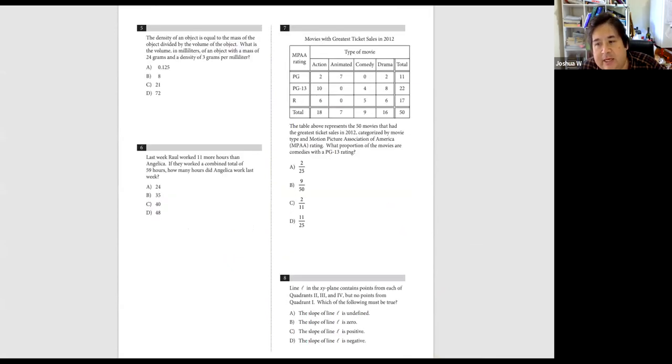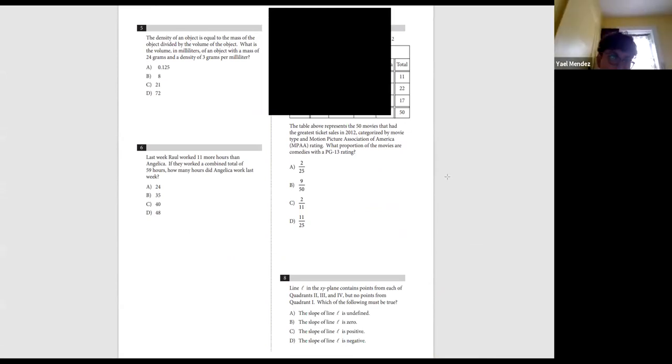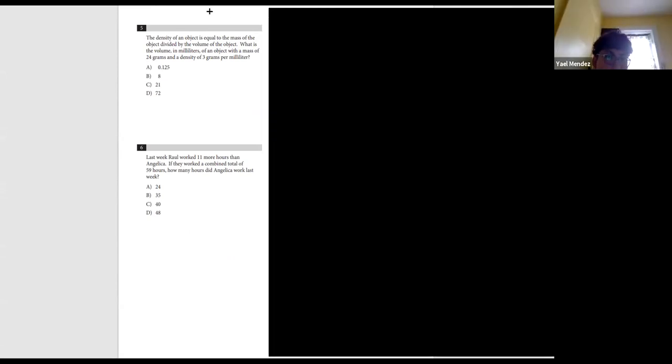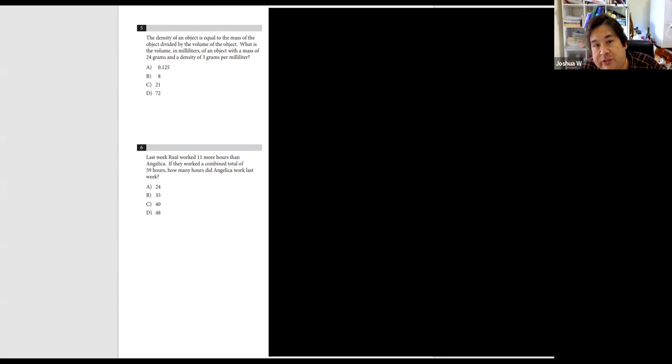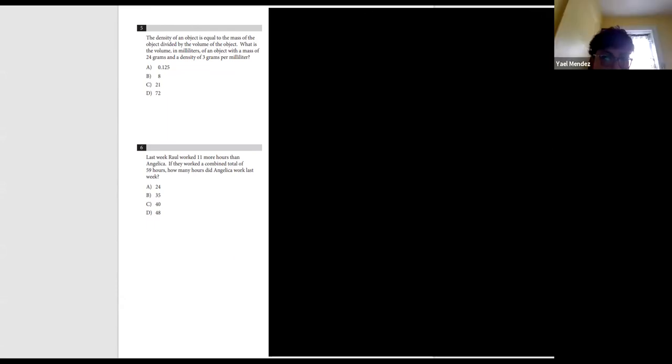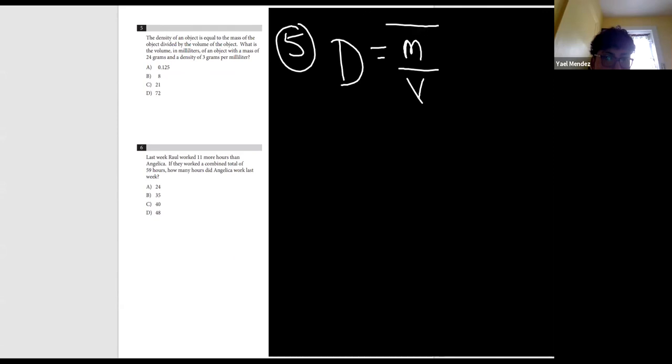New student, Yale Mendez. Can you turn on your microphone, read questions 5 and 6? You said read them, right? Yes, can you read question 5? And I'll help you set up if you're stuck. So the density of an object is equal to the mass of the object divided by the volume of the object. What is the volume in milliliters of an object with a mass of 24 grams and a density of 3 grams per milliliter?